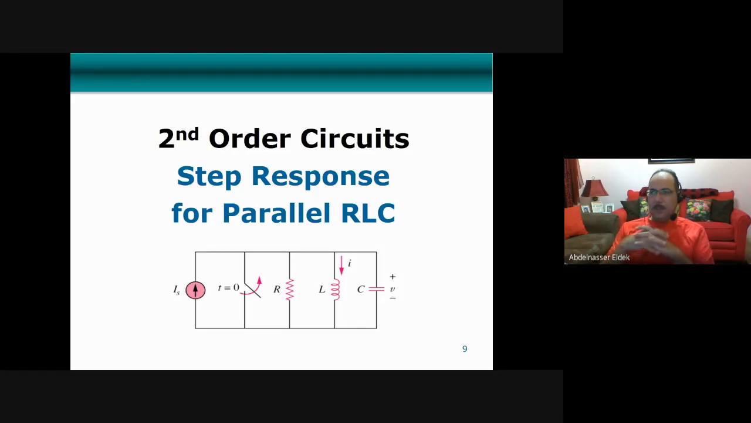Last part is about second order circuit, step response for parallel RLC circuit. And we will see here that unlike the source-free parallel RLC circuit where we calculate the voltage, here we calculate the current for the same reason of the step response of series RLC.